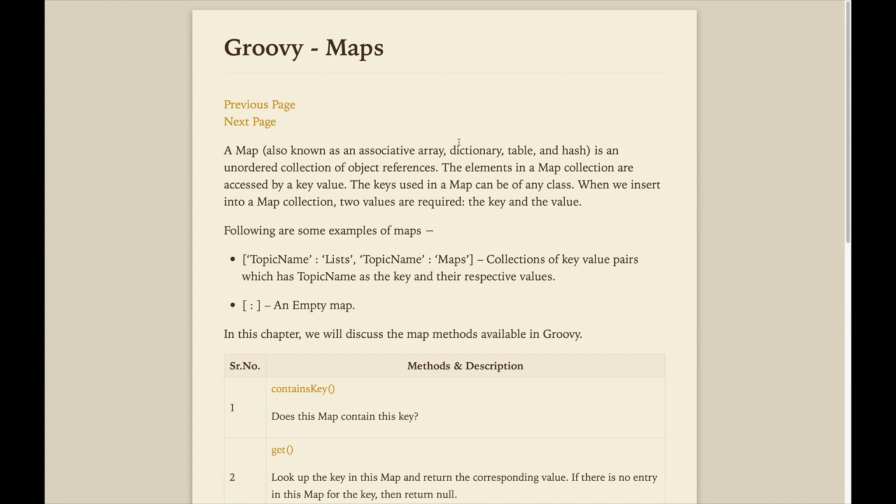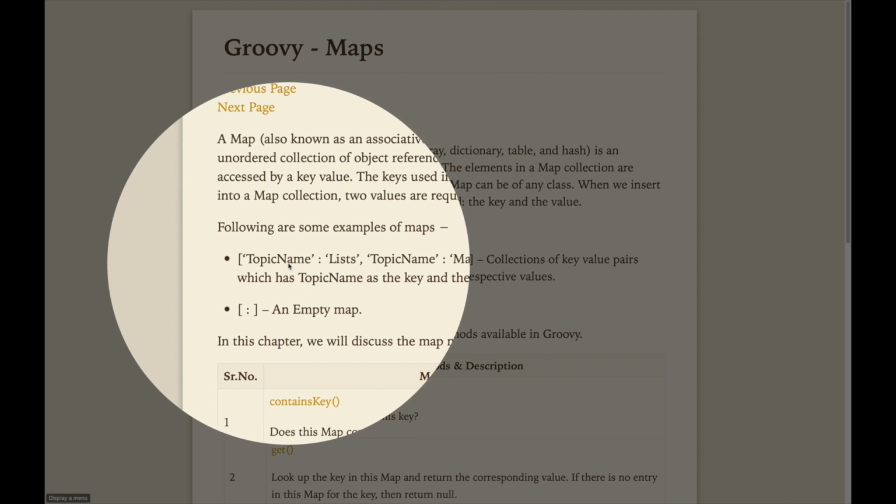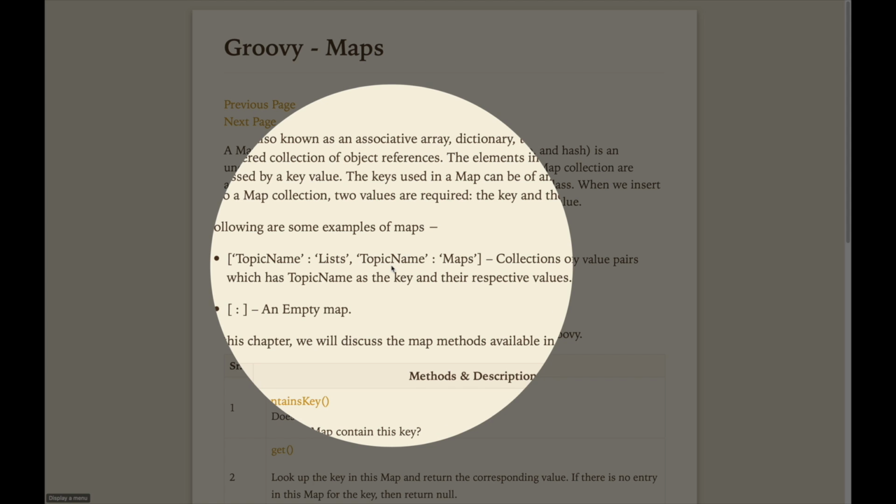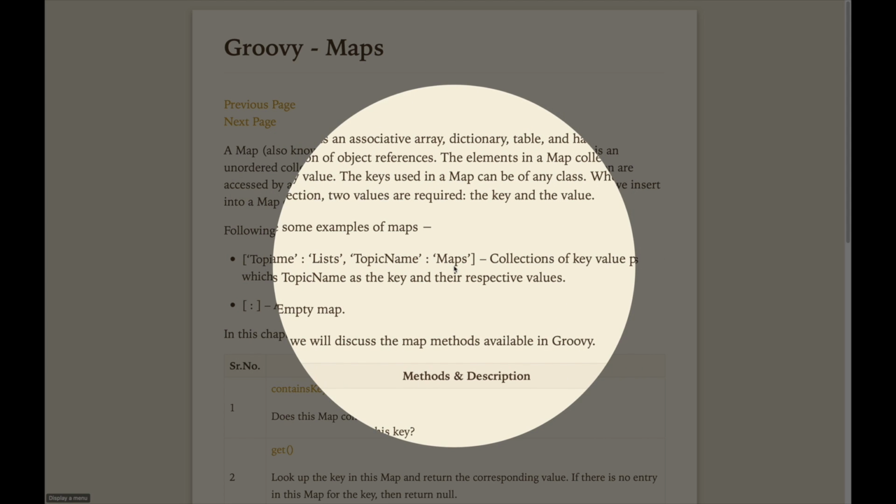Welcome back. In this video, we're going to talk about maps in Groovy. A map, which is also known as an associative array, dictionary, table, and hash in other programming languages. Basically, it's an unordered collection of object references. The way we create a map is by having two things, a key and its value. Here is an example. So we got a topic name, which is the key, and we got a list as a value. We got a topic name, which is a key again, and the value as maps.